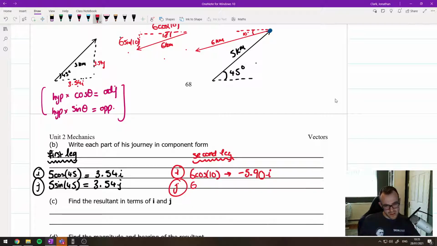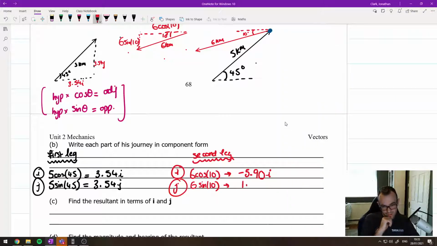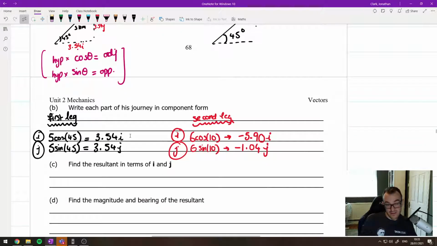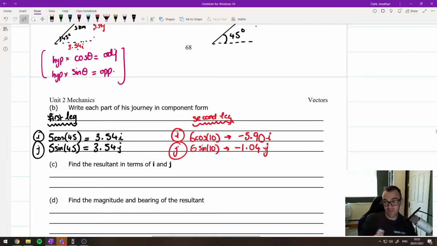This element up here is 6 sine 10. Again, since I'm going downwards, that's going to be negative, and that is 1.04. It's negative because it's going down. There we go. So those are the two individual legs, and we can write them in bracketed form if we want to.